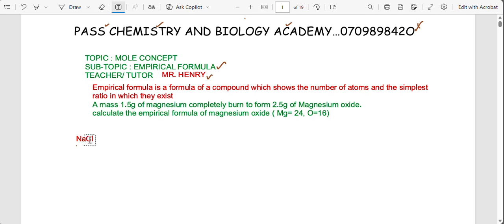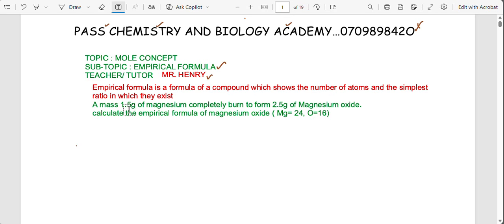That is what we call the molecular formula. When we reach the molecular formula, I'll be explaining that to you. But it is the molecular formula that shows the exact number of atoms in the compound. This one just gives us a simplest ratio. Let's go and see how we calculate.